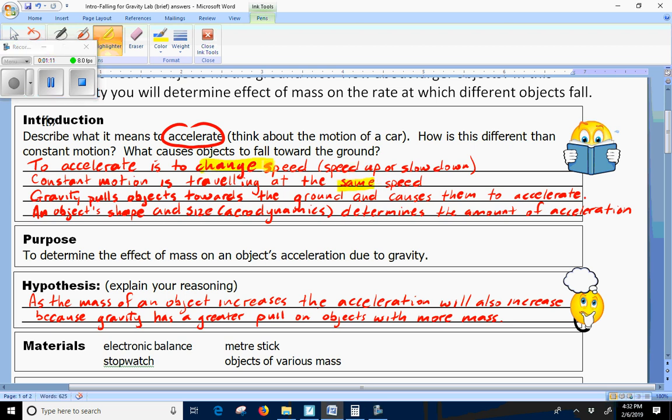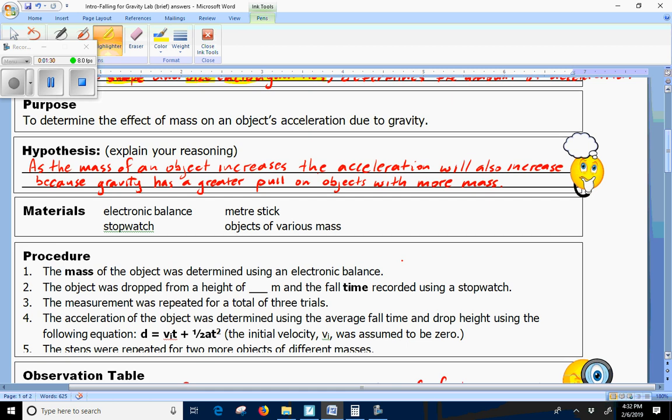Okay? Now, gravity is what's actually pulling the objects down towards the ground and causes them to accelerate. And things that could affect this could be the object's shape or size. In other words, the aerodynamics could play a significant role in this acceleration. So remember, the whole purpose behind this lab was to determine the effect of mass on an object's acceleration due to gravity. So first thing we did, we looked at a hypothesis.